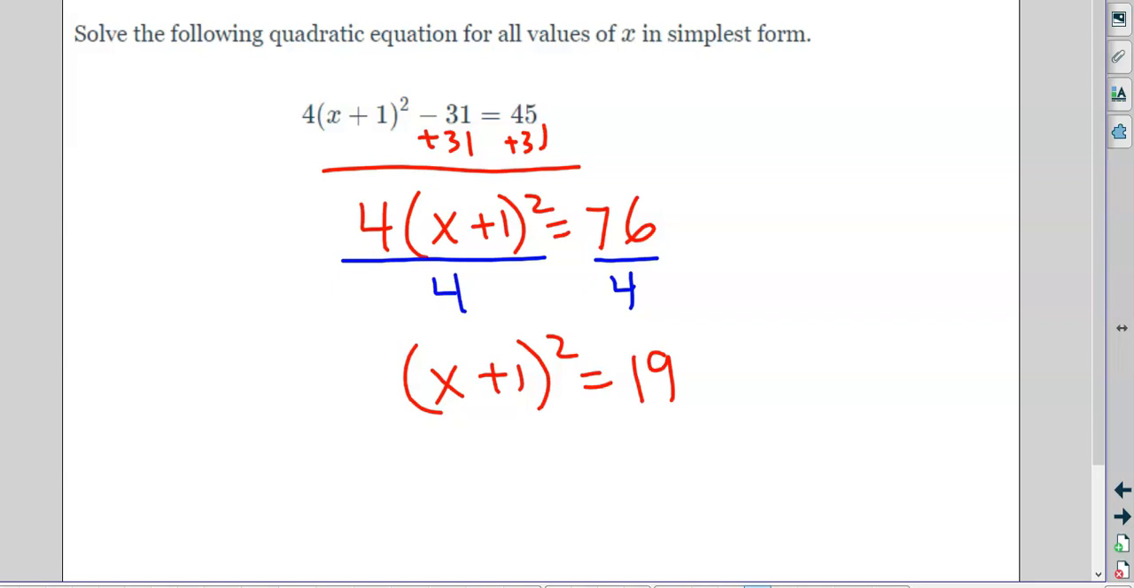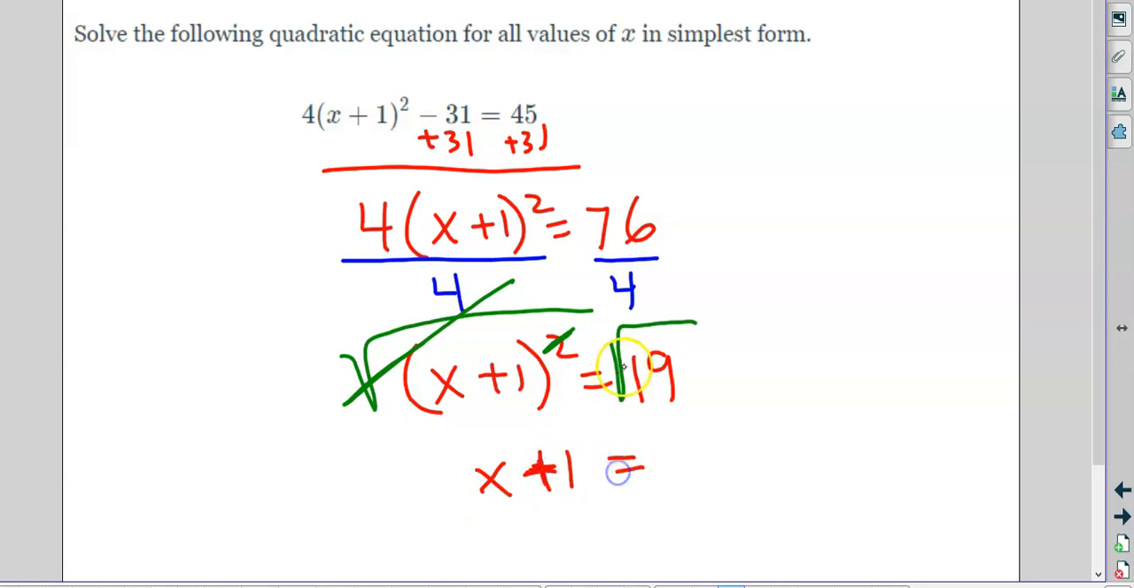a little confusing. Now, you cannot subtract 1 because it is a part of a quantity. But what you can do is eliminate a square. And you do that by square rooting both sides. And this is where it starts to get a little bit tricky, so pay attention. A square and a square root cancel out. And that leaves us with just x plus 1.